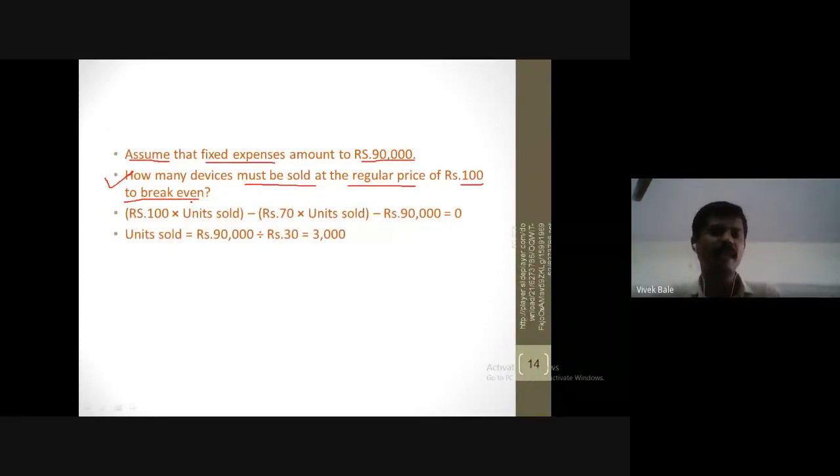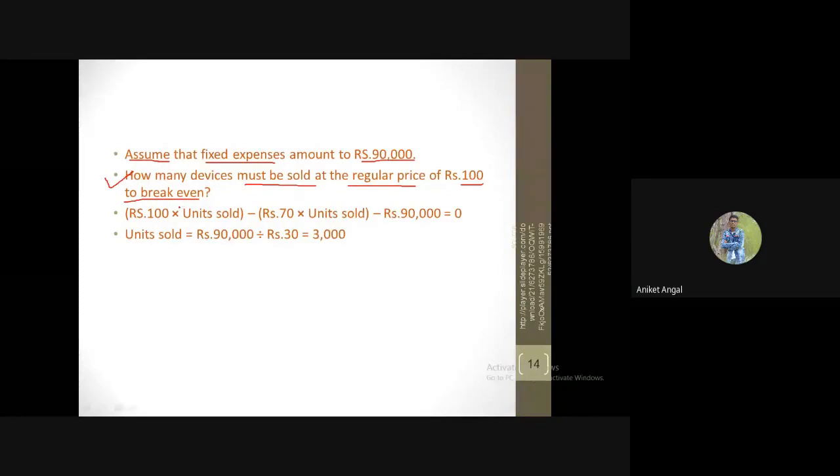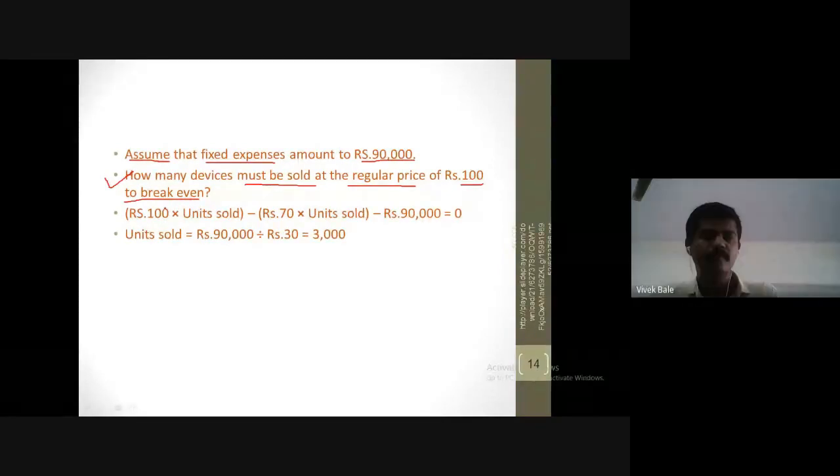What is the meaning of break-even point? Can somebody tell me what is the meaning of break-even point? Hello? Break-even point. Total cost is equal to total sales where there is no profit, no loss.